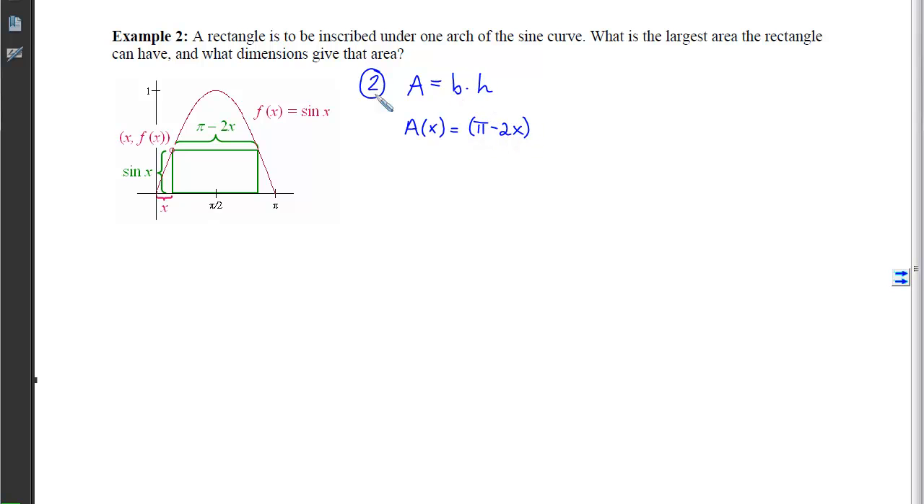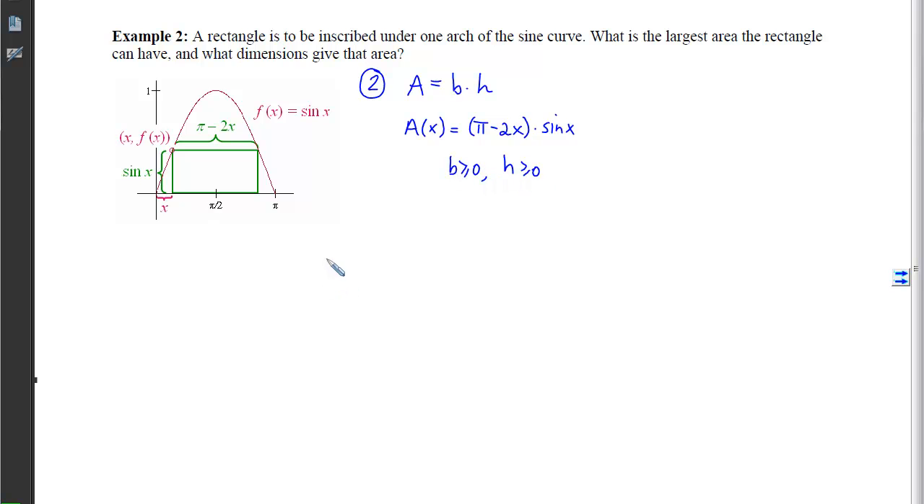The height is a vertical distance, and remember that vertical distances typically come from outputs of functions. So if I plug x into the function, then the y coordinate will be sine of x, and that will therefore be our height. If we think about the constraints on our variables, we can see that we don't get a rectangle if the base is less than 0, and we don't get a rectangle if the height is less than 0.